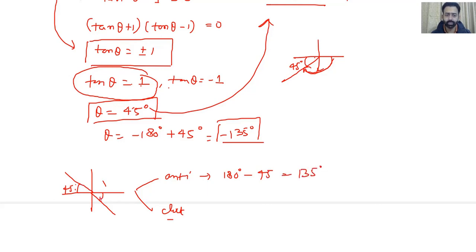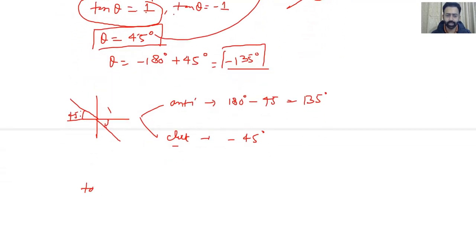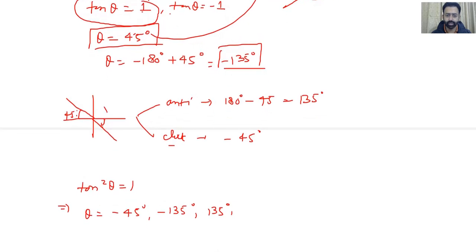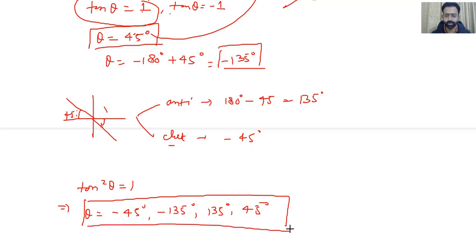And in the fourth quadrant, do I have to reach the fourth quadrant? Yes, I have to reach the fourth quadrant because this time again I need to go clockwise. So this angle is minus 45 degrees. So for clockwise it is minus 45 degrees. So the complete solution for the given equation tan square theta equal to 1 is theta equal to minus 45 degrees, minus 135 degrees, 135 degrees and 45 degrees. Okay, so these four will be the solutions.